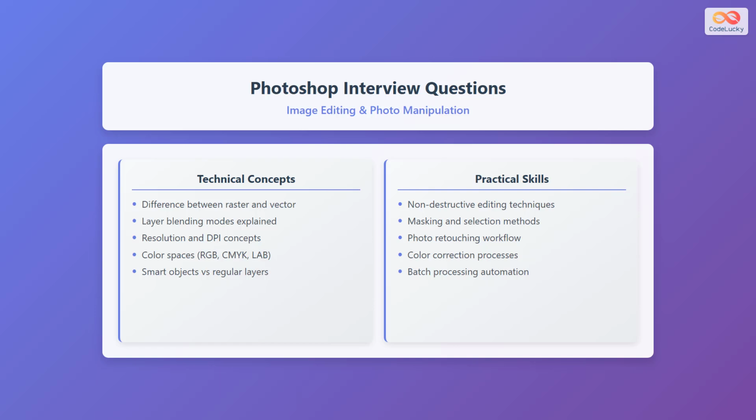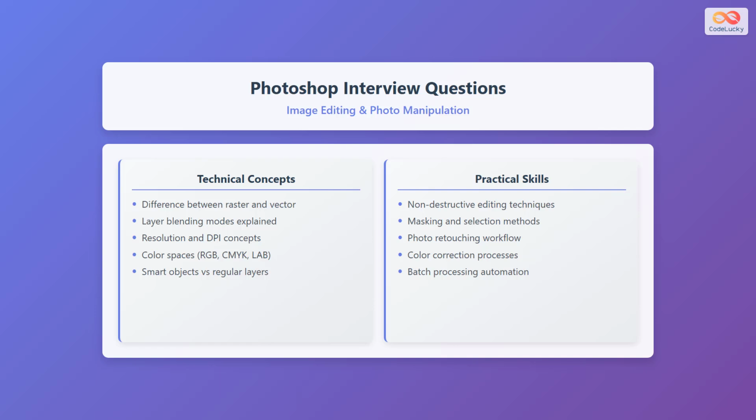Color space knowledge, including the differences between red, green, blue for digital work and cyan, magenta, yellow, black for print production, demonstrates professional print preparation skills. Smart objects versus regular layers shows understanding of non-destructive editing workflows that preserve original image data.